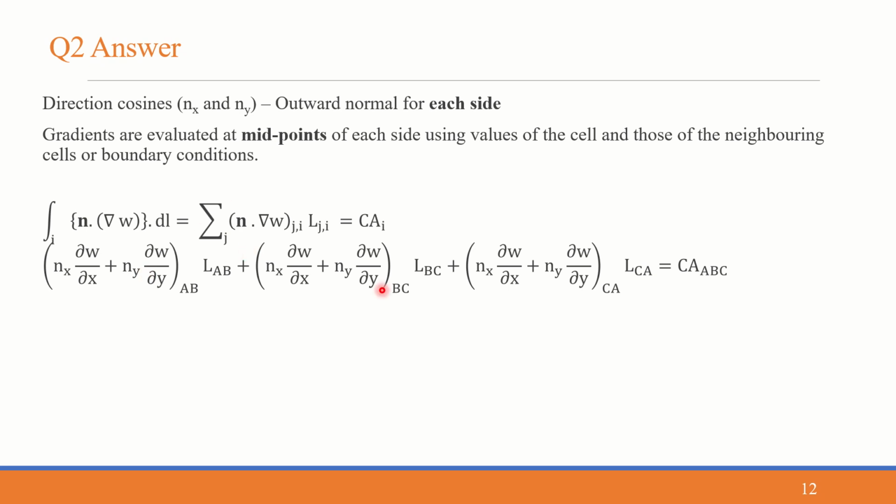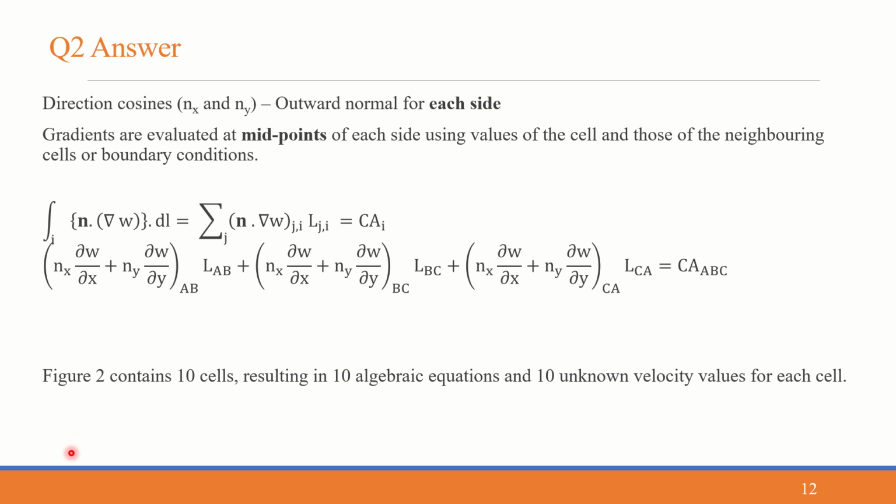plus nx into dou w by dou x plus ny into dou w by dou y over BC, into the length of BC, plus nx into dou w by dou x plus ny into dou w by dou y over CA, into the length of CA, equal to C into the area of ABC, that is the area of the triangle with vertex points A, B, C.